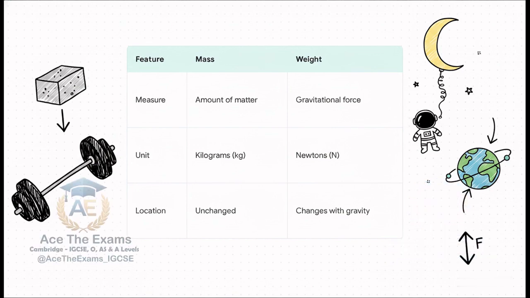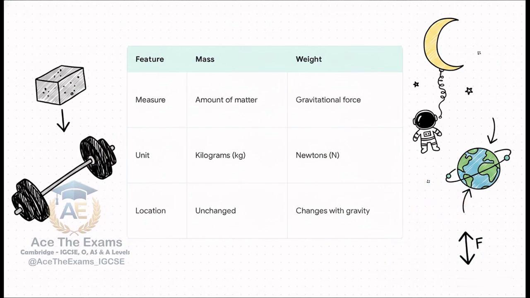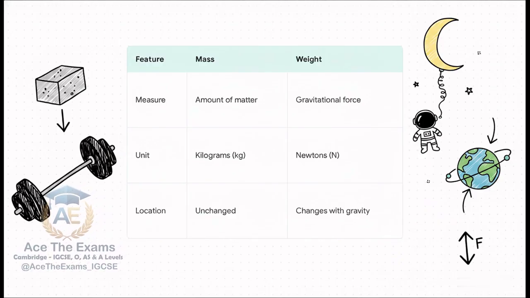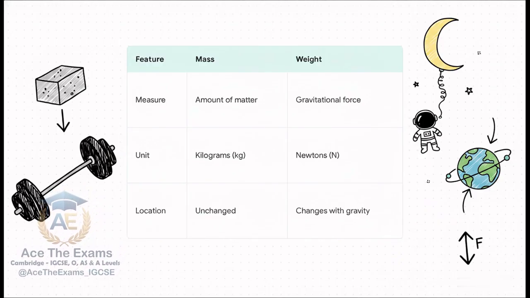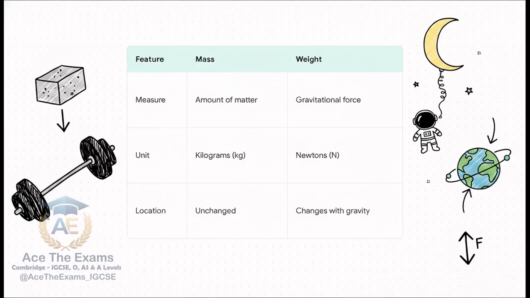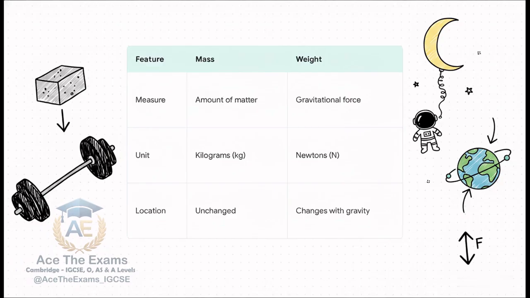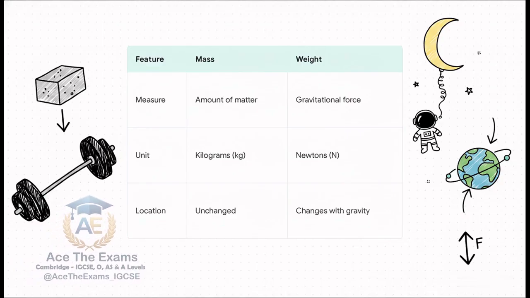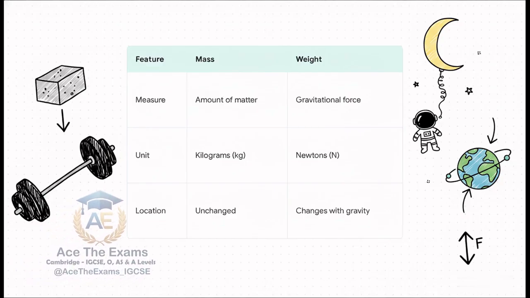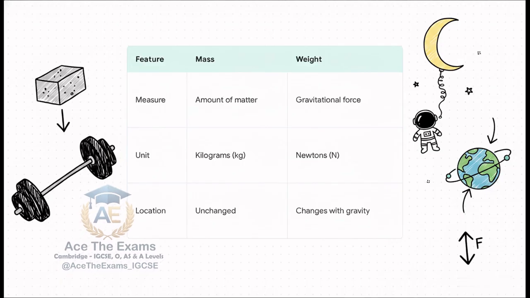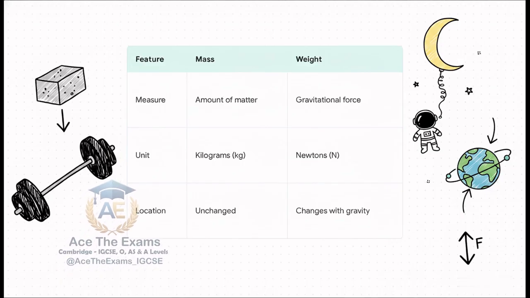Mass is simply the amount of matter in an object. It's measured in kilograms, and the kicker is it is unchanged regardless of where you are in the universe. It's the intrinsic property of an object that resists any change in its motion. Weight, however, is a force. It is the actual gravitational pull acting on that object. Because it's a force, it's measured in newtons, and it totally changes depending on the specific gravitational field you happen to be in.